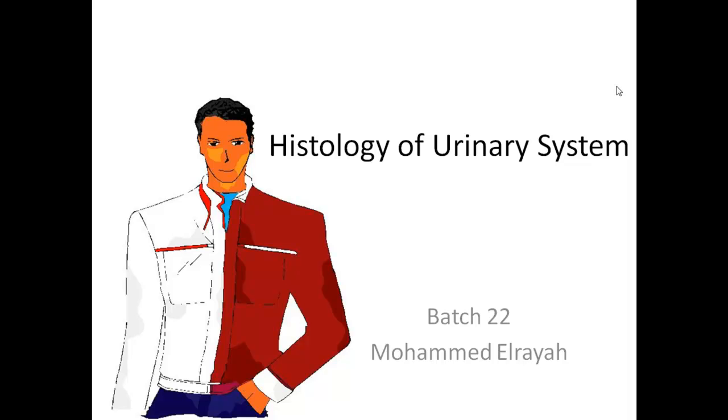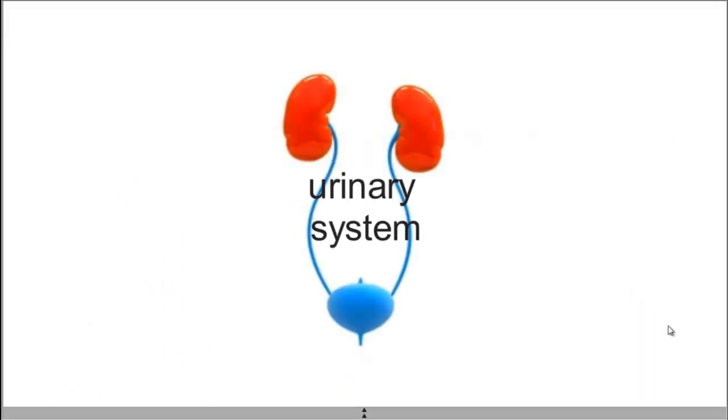We will talk about this lesson by using the mind map. So let's go. The urinary system. Before we talk about histology, we must know the urinary system consists of 2 kidneys and 2 ureters, besides a urinary bladder and urethra.